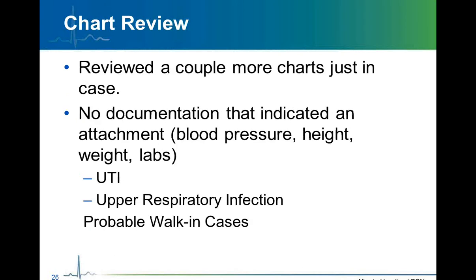So then, just so that Sandy and I felt comfortable with where we thought the results of this chart audit were going, we did pull just a couple more charts at random. And again, with a few more that we looked at, there was nothing substantial within the documentation that indicated some type of attachment, like annual physicals or blood pressures, heights, weights, labs, that type of thing. For the most part, we saw lots of examples like a UTI or an upper respiratory infection, things that you would link to typical walk-in cases.